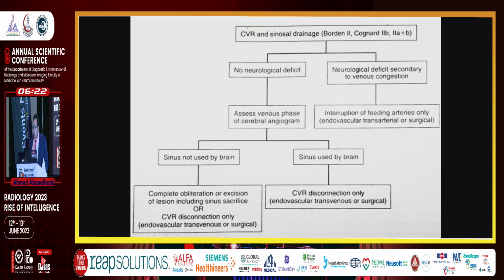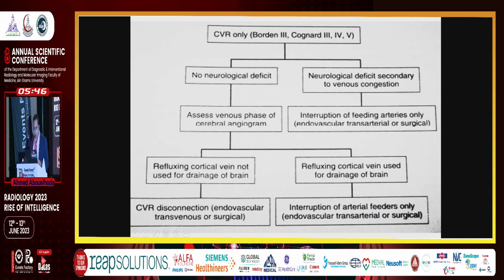Borden type 2, Cognard 2B or A and B. If the patient doesn't have any neurological deficit, we have to assess the venous phase on cerebral angiogram. If the sinus is not used by the brain, then we can go for obliteration or excision of the sinus, or we can just do the cortical venous disconnection only. But this is mainly resorted to if the sinus is used by the brain. We have to go just for the cortical venous disconnection and preserve the sinus. If the patient has neurological deficits, we have to interrupt the feeding arteries only through the transarterial approach.